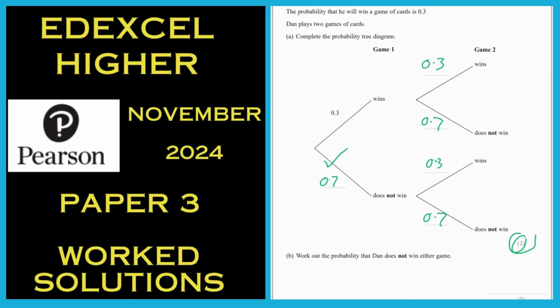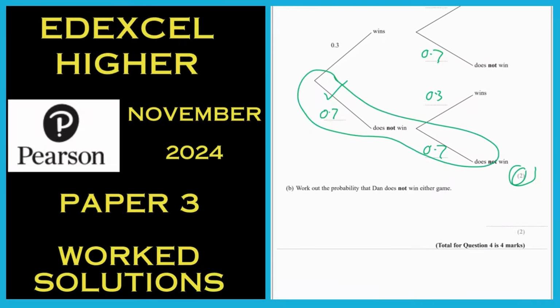Part B, work out the probability that Dan does not win either. Well, does not win. Lose, lose. It's bottom branch, and when you work down branches, you multiply said probabilities. Feel free to do mental arithmetic or grab your calculator. 0.7 times 0.9 results in 0.49.